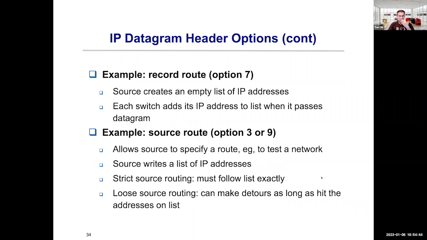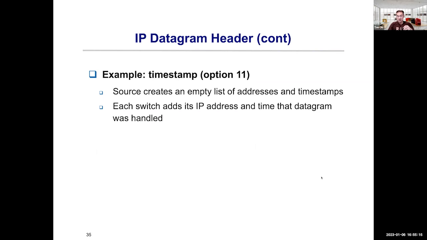I will explain some of this. In option 7, the source creates an empty list of IP addresses. Each switch adds its IP address when it passes a datagram, like dropping a breadcrumb so you can come back. The source route allows the source to route and test the network. The source writes a list of IP addresses. Strict source routing must be followed exactly, right? Loose source routing can deviate as long as it hits the addresses on the list. The timestamp option is interesting. The source creates an empty list of addresses and timestamps, each switch adds its IP address, and you put the timestamp in as well.